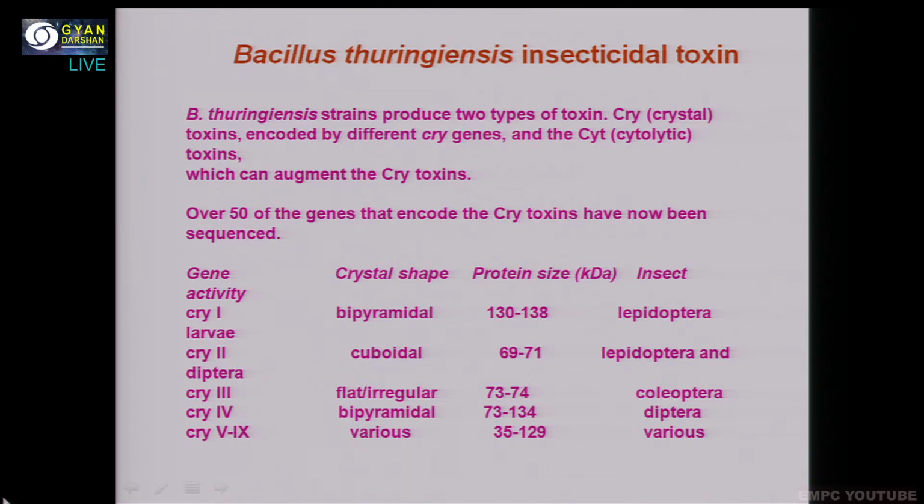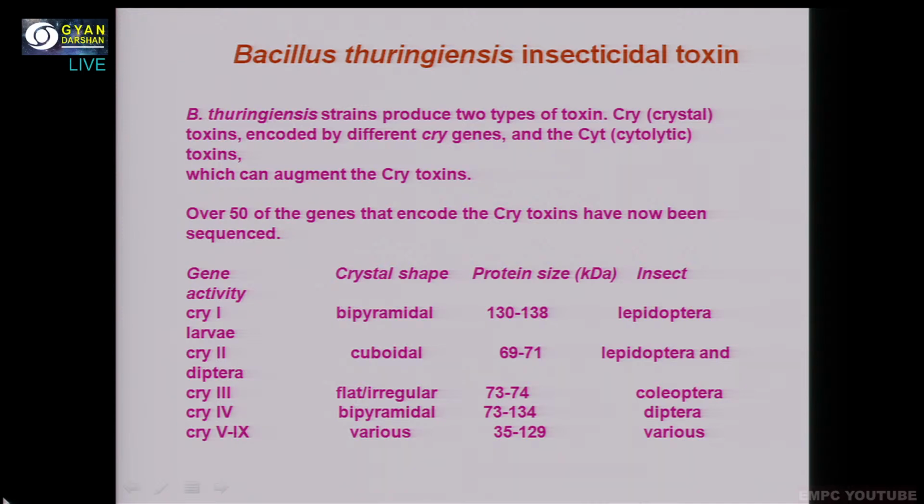Bacillus thuringiensis is actually a gram-positive bacteria, and it produces two types of toxin, as you can see. One is crystal toxin, which is encoded by the different cry genes. So cry means crystal; from the word crystal, cry comes. And another is the CYT toxins, that is the cytolytic toxins. Now we are more interested in the first one, that is the cry genes.